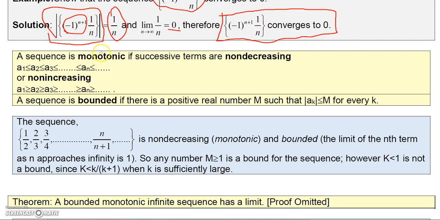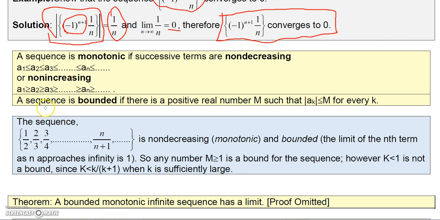Now, a sequence is said to be monotonic if successive terms are not decreasing. So if the second term is greater than or equal to the first term, the third term is greater than or equal to the second term, and so on. All right. Or non-increasing. So maybe the second term is less than or equal to the first term, the third term is less than or equal to the second term, and so forth.